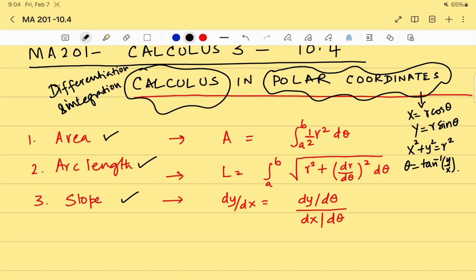The area formula is given as integral from a to b of half r squared d theta, and the arc length formula is given as integral from a to b of the square root of r squared plus (dr by d theta) the whole squared, times d theta. And the slope formula, we already studied in 10.1: dy by dx equals (dy by d theta) divided by (dx by d theta).